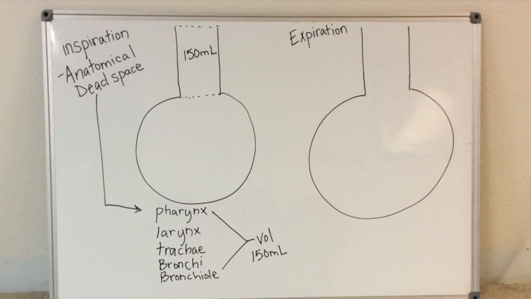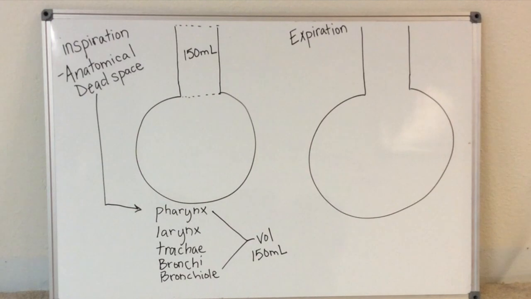Anatomical dead space is the area in which gas exchange cannot occur. Before reaching the point of gas exchange in the alveoli, the air has to move through the pharynx, larynx, trachea, bronchi, and bronchioles. Air in these spaces cannot be exchanged. However, they must be filled with air before they are able to reach the alveoli. The approximate volume of the anatomical dead space is about 150 milliliters in an average adult.